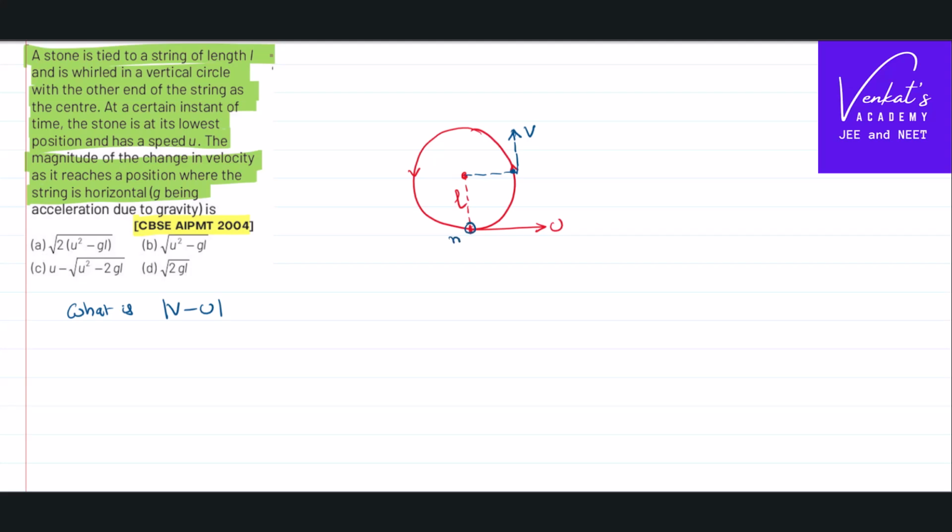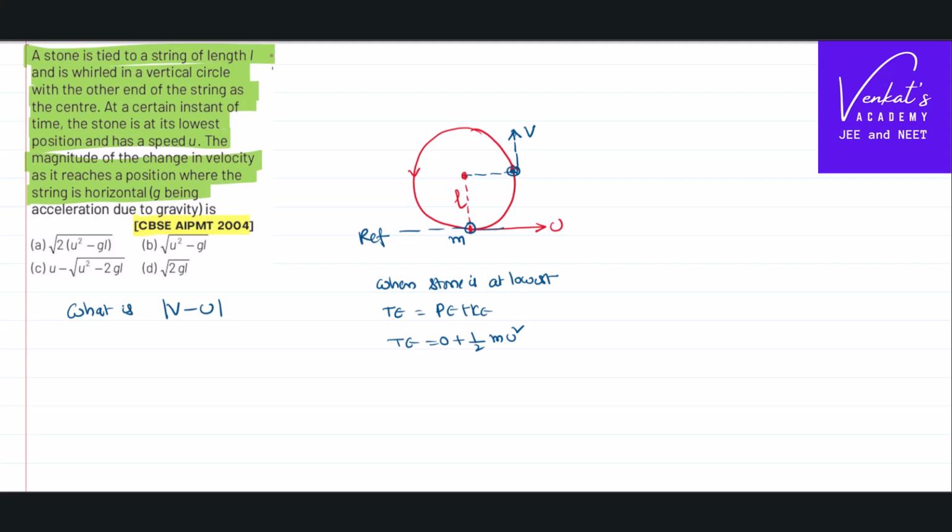Let us consider a string with a stone of mass m at its end. When the stone is at the lowest point, that lowest point itself is the reference line where potential energy is 0. The total energy is potential energy plus kinetic energy. Potential energy is 0 and kinetic energy is half m u square. So the total energy there is half m u square.